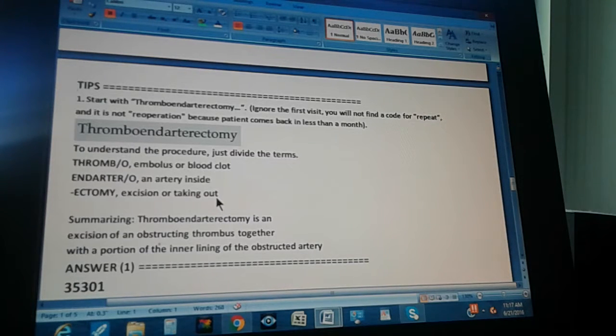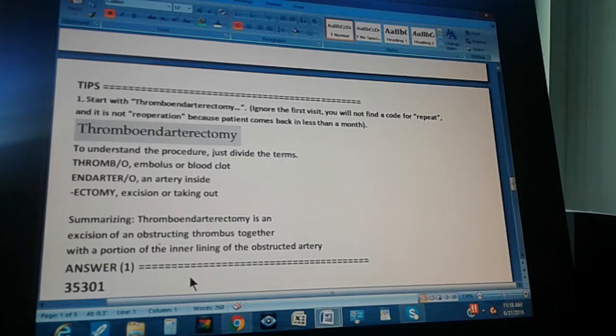So summarizing, a thromboendarterectomy is an excision of an obstructing thrombus together with a portion of the inner lining of the obstructed artery, right? So you just gotta take out the thrombus and you're gonna take out part of the artery, the lining of the artery, okay? So it's not difficult, it just looks like a big word, but if you divide it, you can understand what the procedure is.